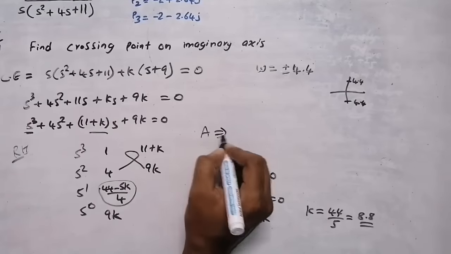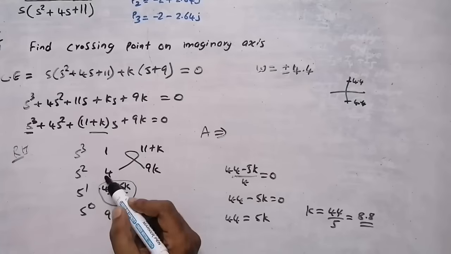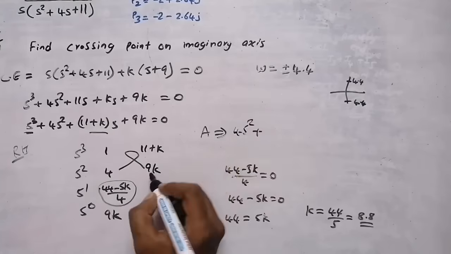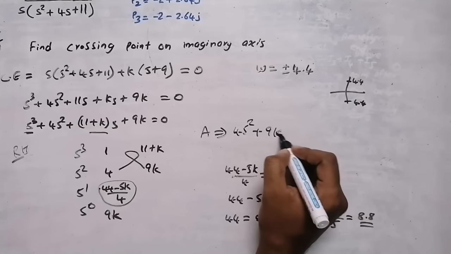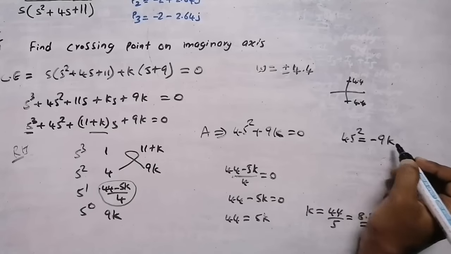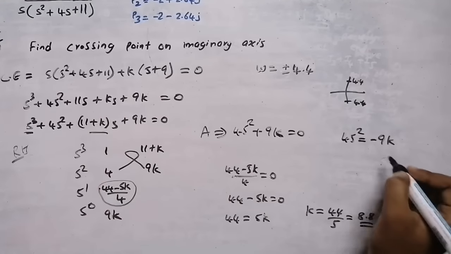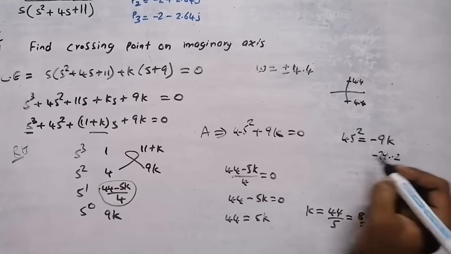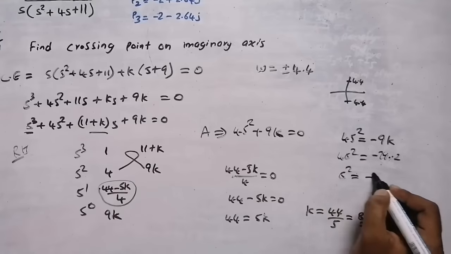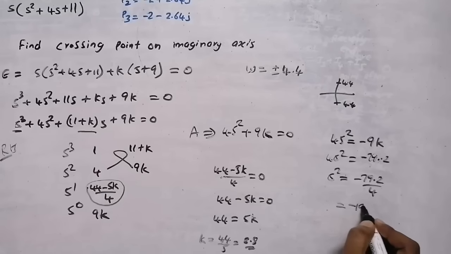What is the auxiliary equation? Take the equation just above this term. So here it is 4, here it is s square. So 4s square plus 9k equal to 0. From this we will get 4s square equal to minus 9k. What is the k value? It is 8.8. So minus 9 into 8.8, that is minus 79.2. So we will get 4s square equal to minus 79.2. From this we will get s square equal to minus 79.2 divided by 4, that is equal to minus 19.8.